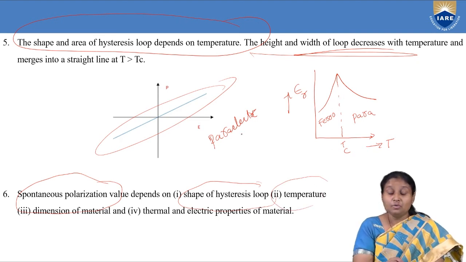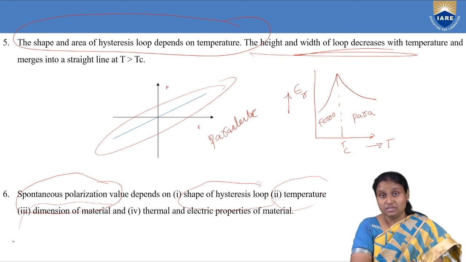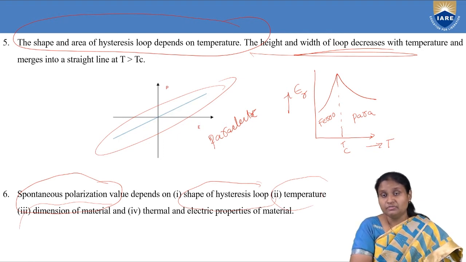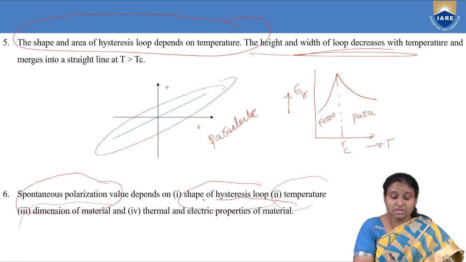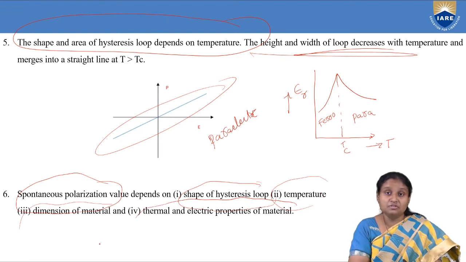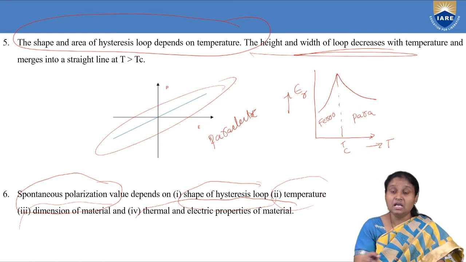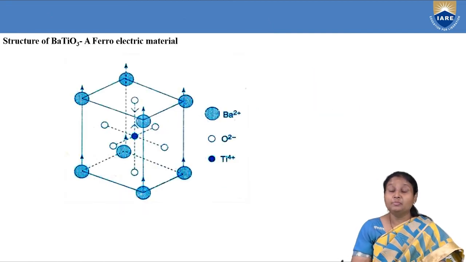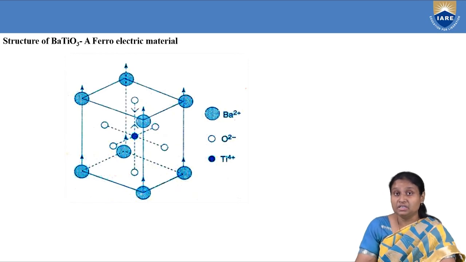Okay, and it also depends on the dimension of the material, because suppose I have taken a material and I am reducing its dimension, then obviously the electric field parameter will be different. And when the electric field parameter is different, then obviously the polarization value will also change. And it also depends upon the thermal and electrical properties of the material. So even the spontaneous polarization value is dependent on the thermal and electric properties of the material. So these are some of the properties of ferroelectric materials.